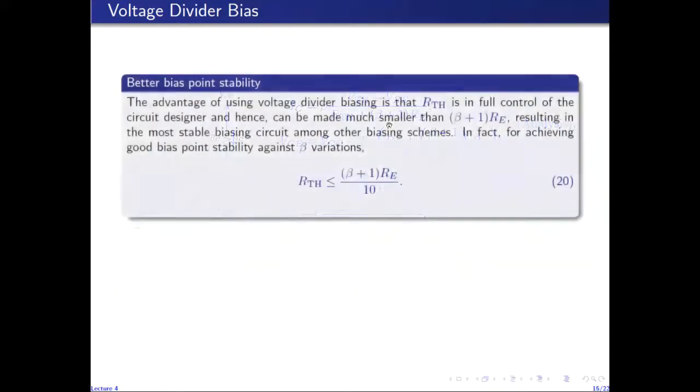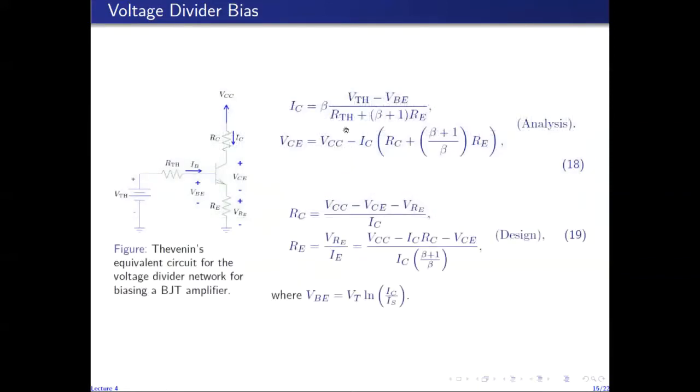So a typical choice is to set RThevenin to any value less than 1/10 of (beta plus 1) RE. So when this term is 10 times smaller than this term, then we can approximate the denominator with (beta plus 1) RE, and then beta and beta plus 1 can be assumed to be almost equal to each other. This ratio, beta over beta plus 1, can almost be assumed to be 1, which will result in IC becoming independent of beta.